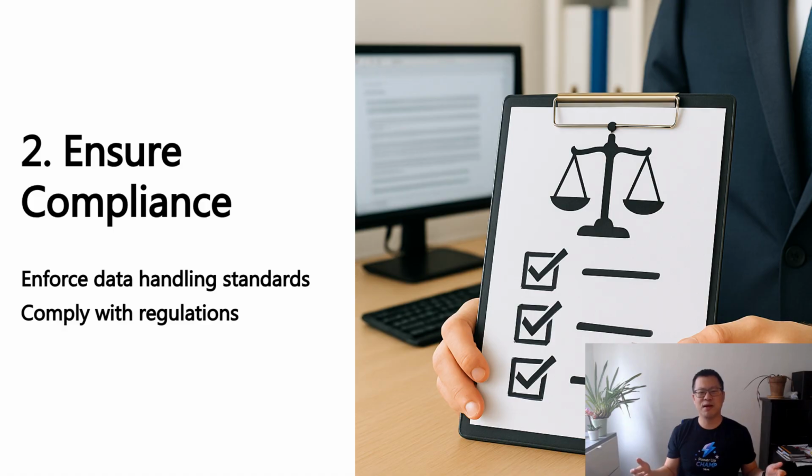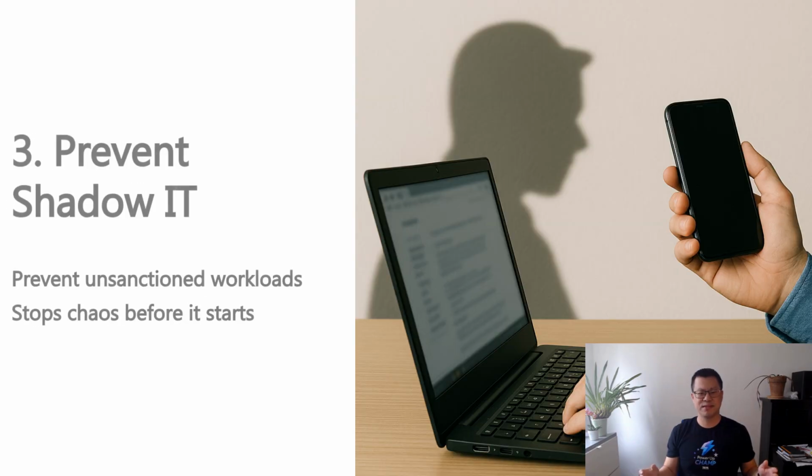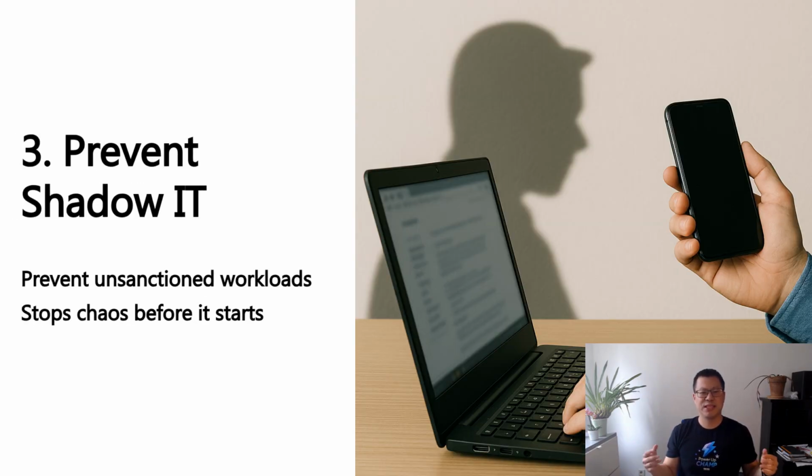2. Ensure regulatory compliance. Rules such as GDPR or HIPAA demand audit trails and strict data handling. Governance automatically enforces these controls, so you stay on the right side of the law. 3. Prevent shadow IT. Without clear rules, teams spin up unsanctioned apps that no one knows how to support or secure. Governance stops that chaos before it starts.